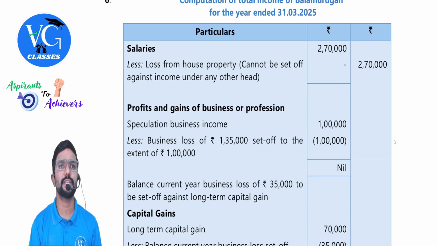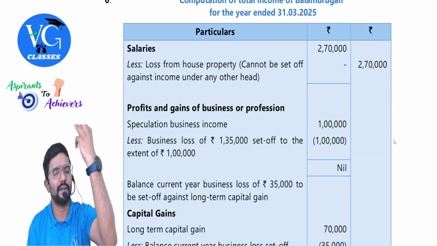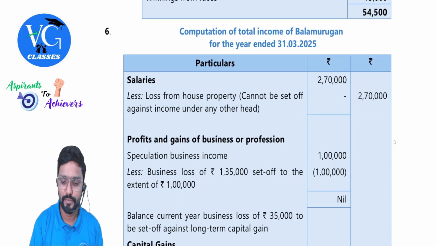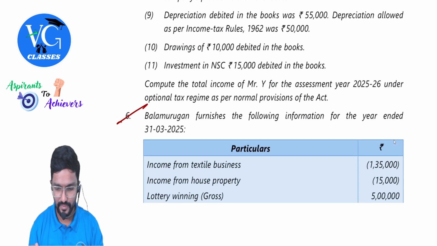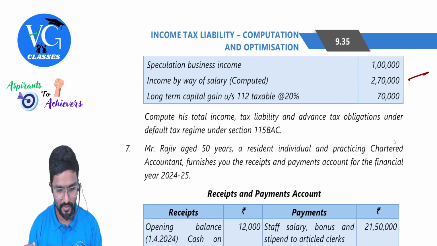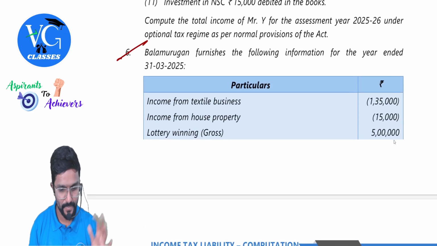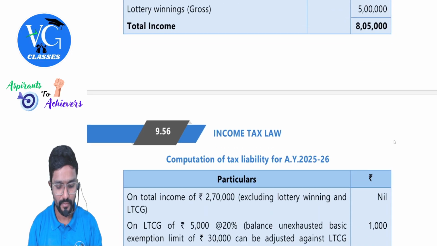270 is less than basic exemption limit. Under default regime, what is the basic exemption limit? 3 lakh. Correct. Who is Balamurugan? Human being already. Resident. They didn't mention anything. Residency status is not mentioned.